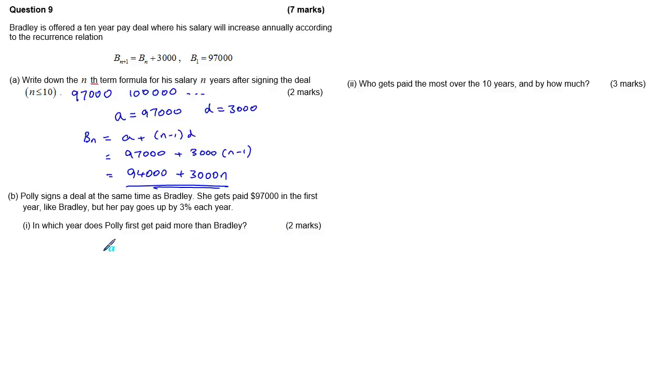So, for her, A is 97,000 and R is going to be 1.03, so it goes up by 3%. So her salary after n years is going to be 97,000 multiplied by 1.03 to the n minus 1. Now I'm actually going to look at this one graphically.